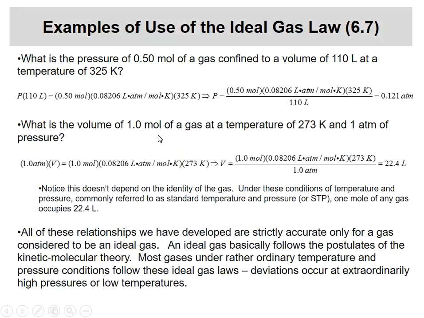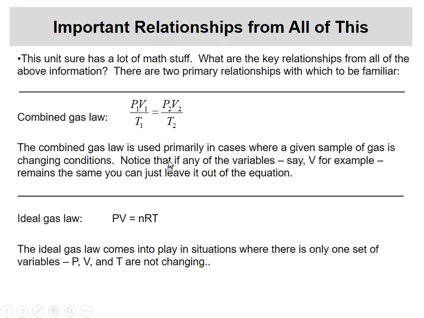Okay, and here's another example down here. What's the volume? 1 mole. And it goes on from there. And so basically, we have two laws out of this whole thing. We've got the ideal gas law, and we have the combined gas law. Here's my summary slide. Combined gas law looks like this. Changing conditions, same number of moles. If you change the moles, you can't use the combined gas law. Down in the ideal gas law, one set of conditions relates all four variables to each other. And that is unit 24.